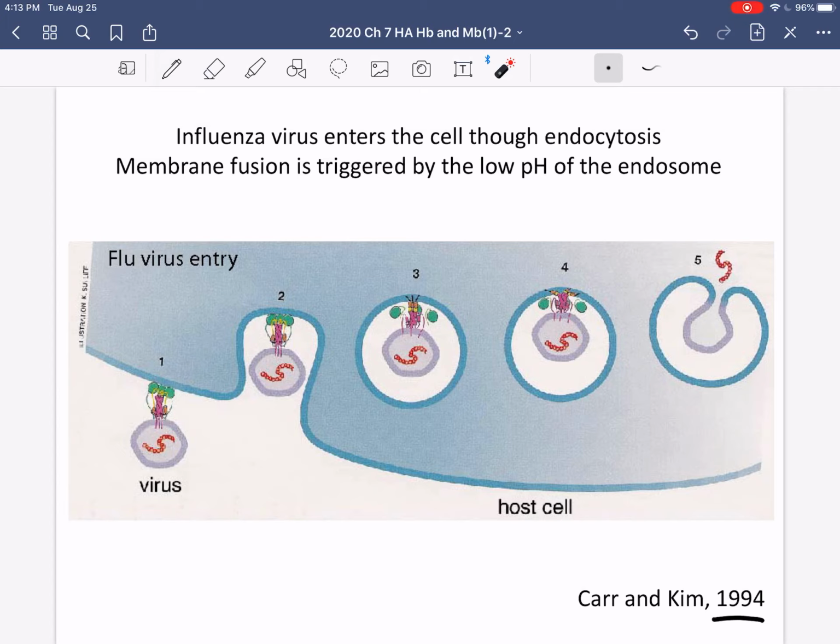And you see there are some green balloons, one for each one of the pink monomers of the homotrimer. And those are the receptor binding regions, and they bind to a receptor on the host cell membrane, which is this blue, and then they get endocytosed by receptor-mediated endocytosis into an endosome, where you see the conformational change that we were talking about, and there's the viral nucleic acid exiting out of the virus into the cell for replication.